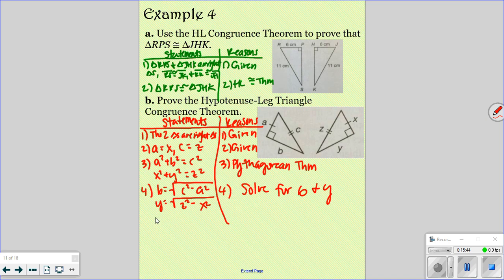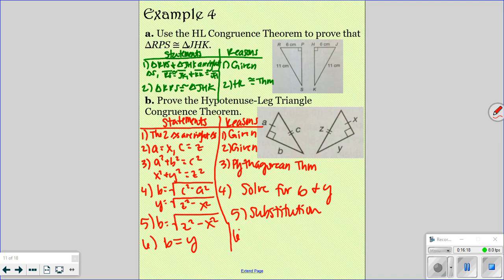And so then we can substitute. We know that A equals X and C equals Z. So in place of A and C here, we can say that B equals the square root of Z squared minus X squared. And that's from substitution. And then, if you notice, B and Y are both equal to the square root of Z squared minus X squared. So that means that B has to equal Y. And so that's also from substitution. And so then, these triangles are congruent.